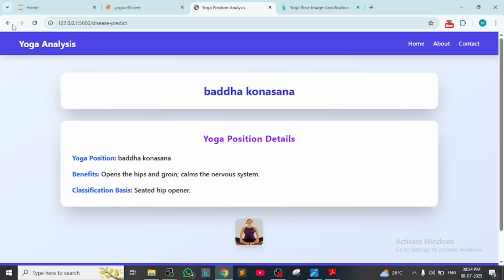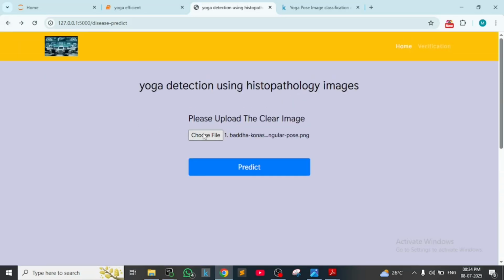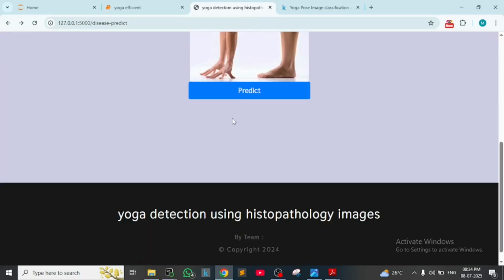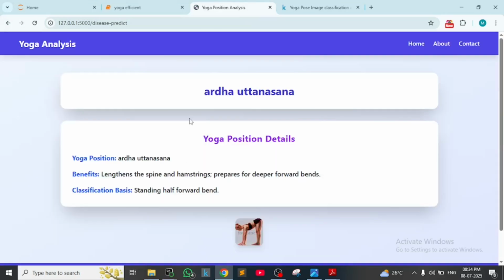Another one we are going to see. We will upload another image. Predict. Ardha Uttanasana. The benefits of this position are it lengthens the spine and hamstrings and prepares for a deeper forward bend. Classification basis: standing half forward bend.